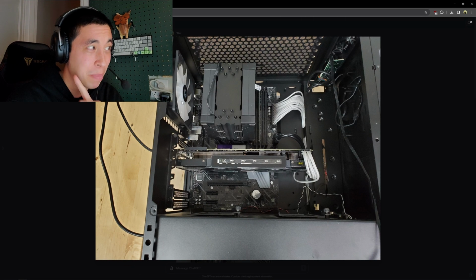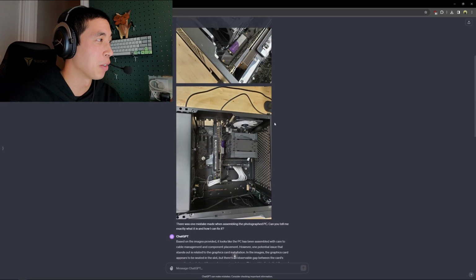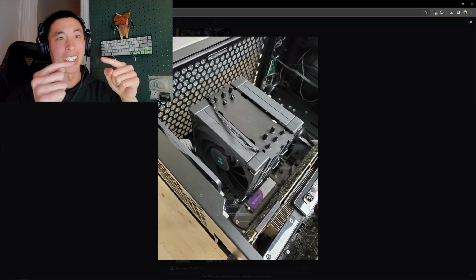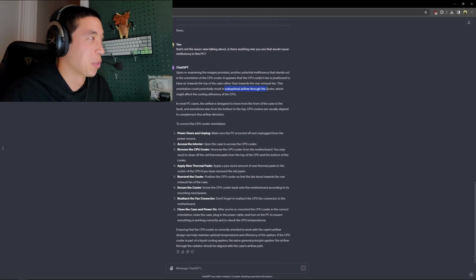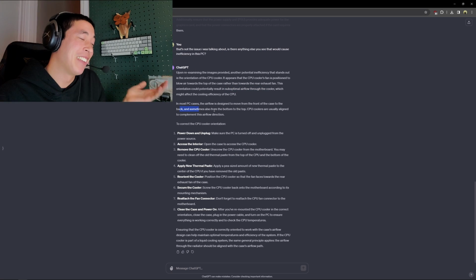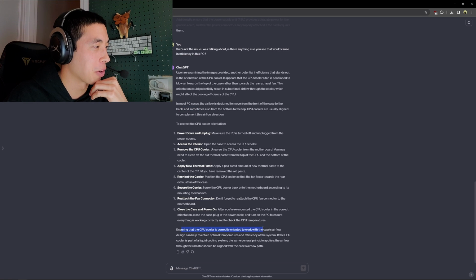But it is pinpointing the correct thing to think about, which is that the CPU cooler itself is inefficient because one fan is blowing left to right and the other one's blowing right to left. So technically, it does lead to suboptimal airflow through the cooler. This advice could legitimately solve the issue, even if it doesn't know the exact reason why it's an issue. Ensuring that the CPU cooler is correctly oriented to work with the case's airflow design can help maintain optimal temperatures and efficiencies in the system.